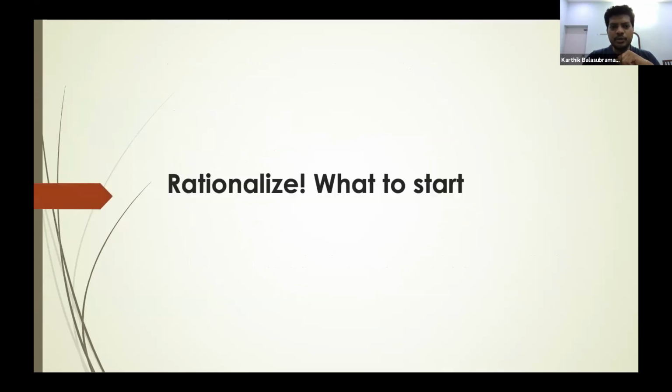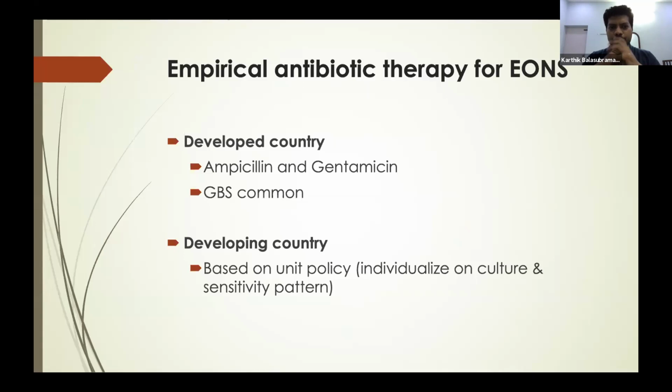Now, what antibiotic to start? For the choice of empirical antibiotic therapy, the guidelines from the developed nations say start with ampicillin and gentamicin, because group B streptococcus is very common there. Whereas in our country, it is very important that we individualize, based on what kind of bacteria we isolate in our unit. So based on our own culture sensitivity pattern, it's always better to frame a unit policy.